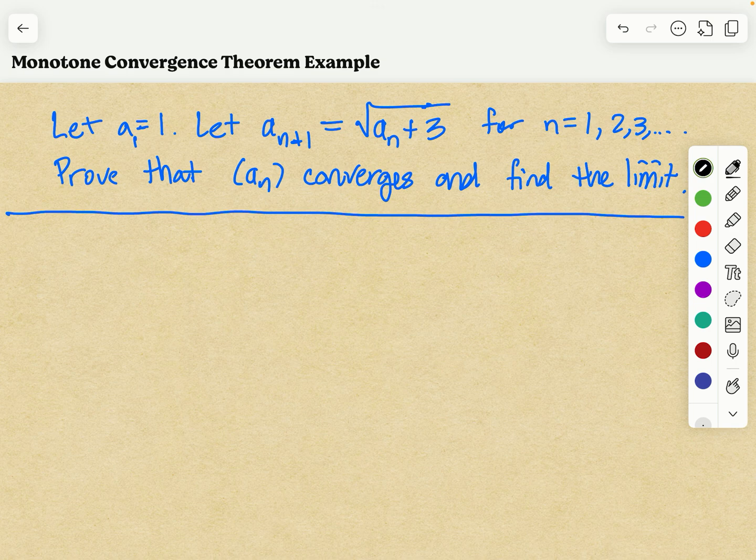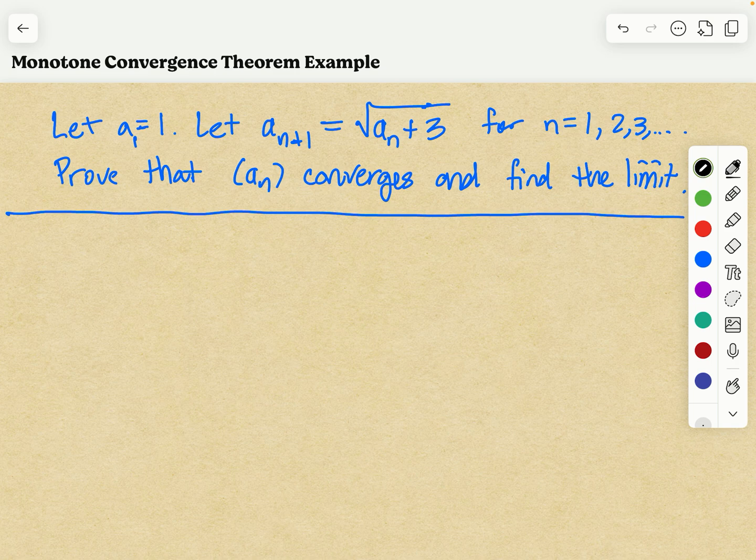In this video, we're going to do an example of applying the monotone convergence theorem to show that a sequence defined by a recursive formula exists. So the problem says, let a1 be 1, and let a sub n plus 1 be the square root of a_n plus 3 for n greater than or equal to 1. Prove that the sequence a_n converges and find the limit.